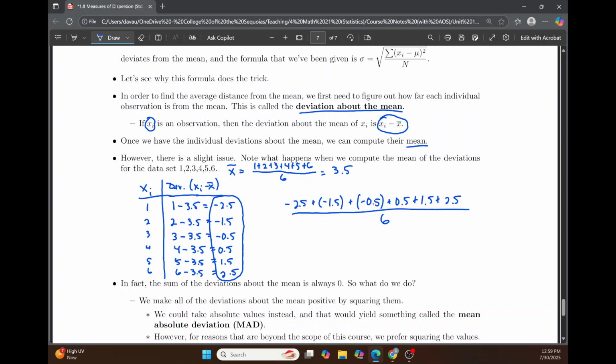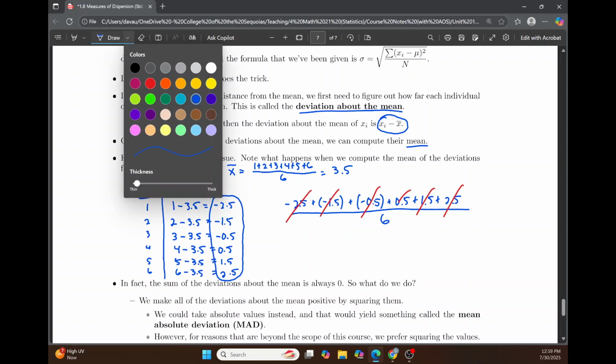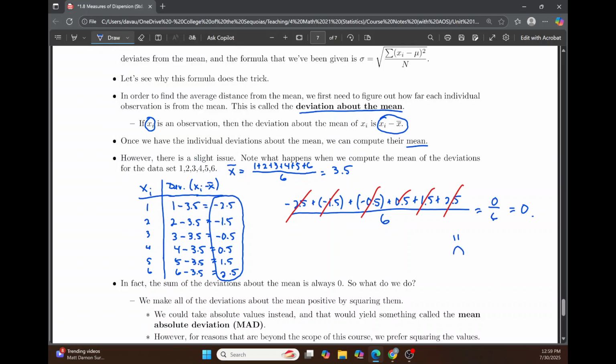But notice that when you do that, all the negatives are going to cancel the positives, right? So negative 2.5 is going to cancel positive 2.5. Negative 1.5 cancels that. This cancels that. We're just going to get 0, right? So this is just going to be 0 divided by 6, which is just 0, right? I'm putting a sad face because if we wanted to compute the average deviation, we're saying the average deviation is 0. And that's not just an accident, that's always true. The sum of the deviations about the mean is always 0.